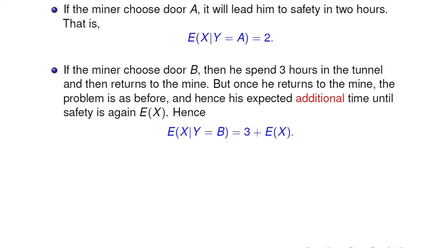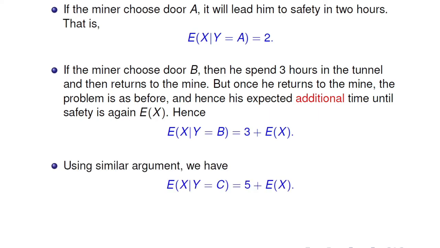If the miner chooses door B, then he spends 3 hours in the tunnel and then returns to the original place, that is, returns to the mine. But once he returns to the mine, the problem is as before, and hence his expected additional time until safety is again the expected value of X. Therefore, the expected value of X given Y equals B is simply 3 plus the expected value of X. Similarly, the expected value of X given Y equals C is 5 plus the expected value of X.